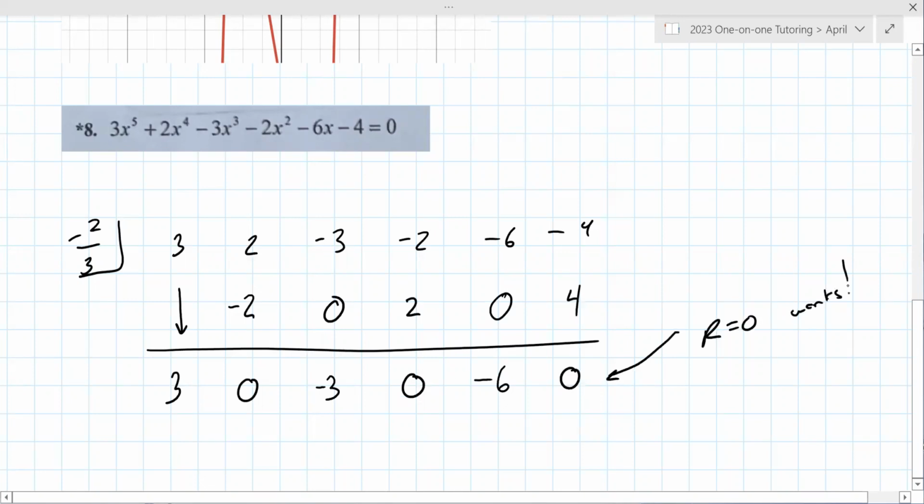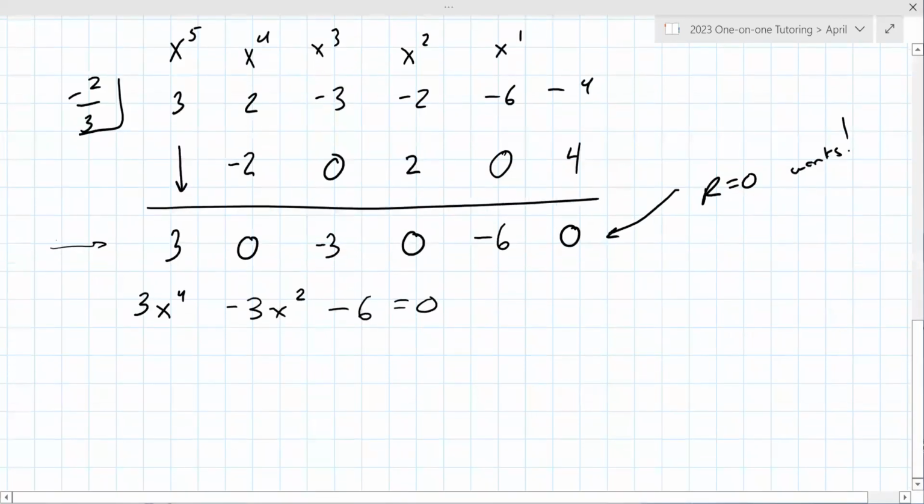So this was x to the 5th, x to the 4th, x cubed, x squared, and so on. The new line here is 3x to the 4th minus 3x squared minus 6 equals 0. Notice how it goes down by a power of 1 each time. 5 goes to 4, the 3 goes to a 2. Is that okay?